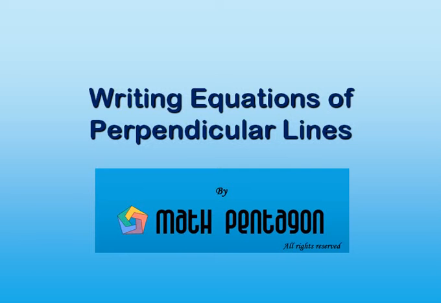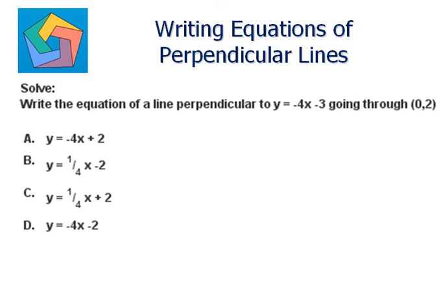Hi, today we are going to learn about writing equations of perpendicular lines. Let's look at the problem. Solve. Write the equation of a line perpendicular to y equals -4x - 3 going through (0, 2).